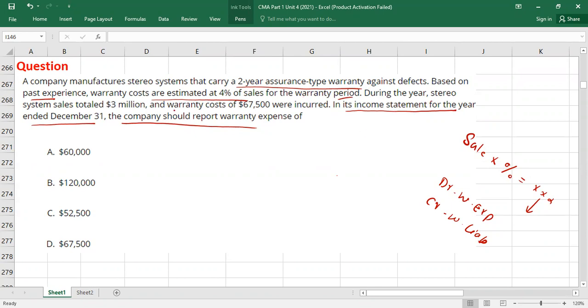Okay. During the year, stereo system sales totaled how much? 3 million is the value of sales. 3 million, and percentage is how much? 4%. How much is it? 120,000. It means obviously we no need to read anything further, right? So warranty cost incurred how much? These are the actual payments. Warranty expense is recorded this way: sales times percentage of sales. So it should be 120,000. Option B is correct. Understood?